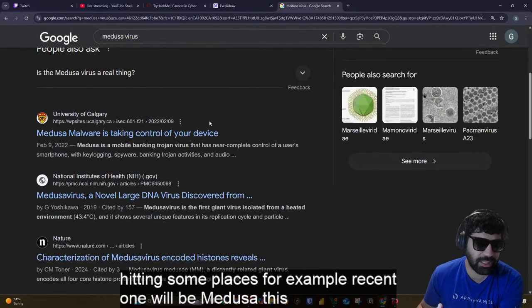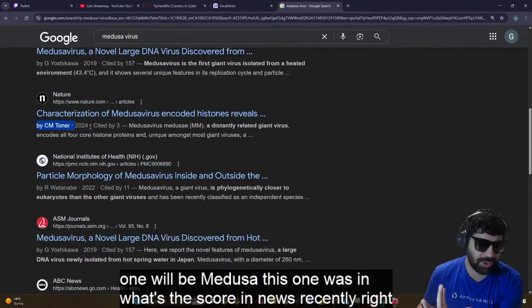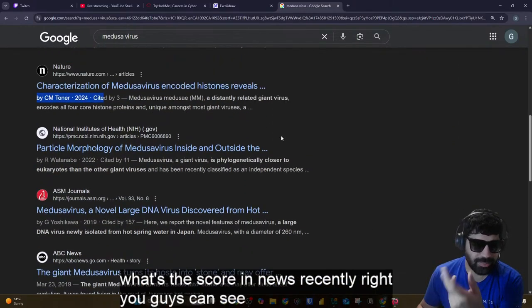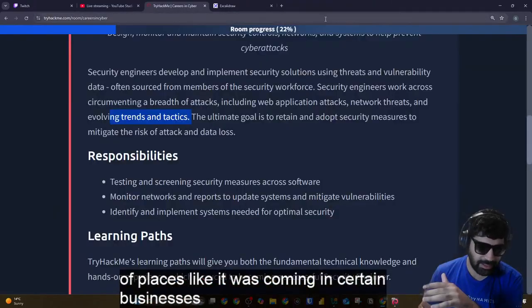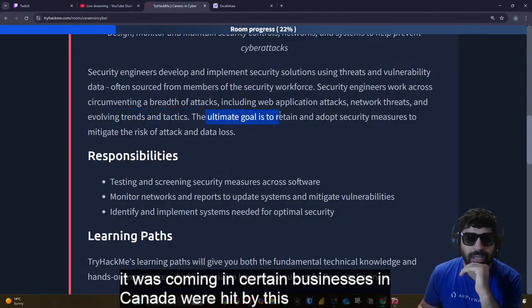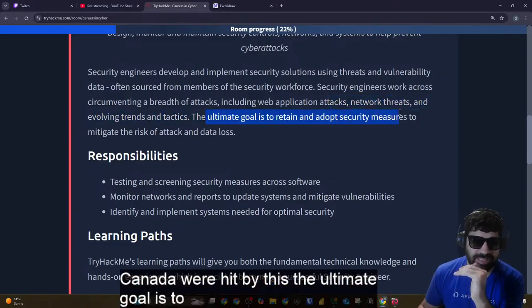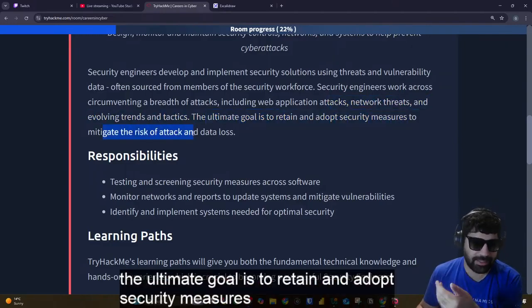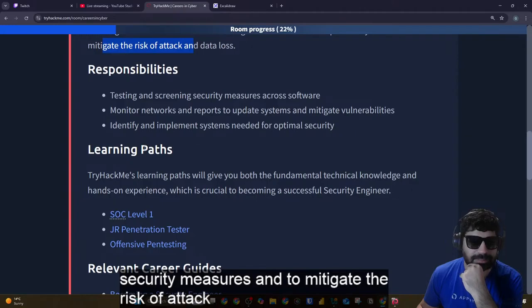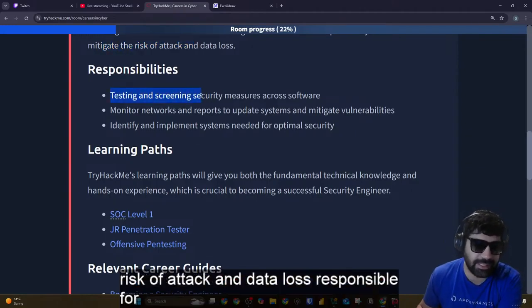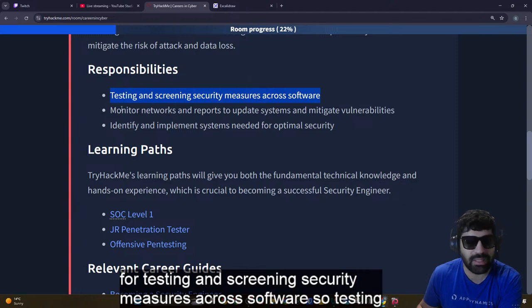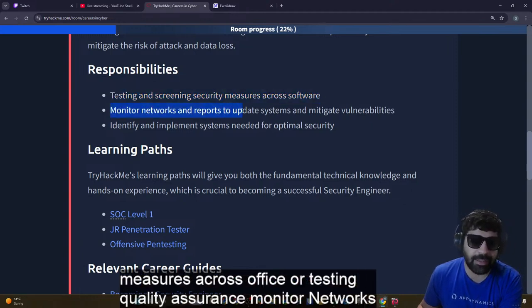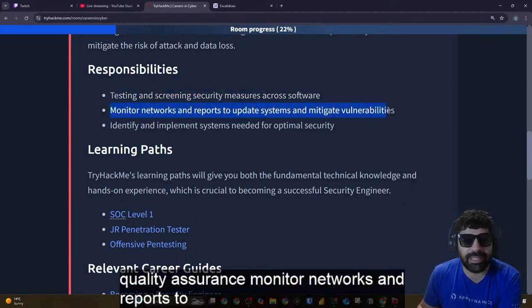This one was in, what's this called, in the news recently, right? You guys can see 2024, a bunch of places like it was coming, and certain businesses in Canada were hit by this. The ultimate goal is to retain and adopt security measures and to mitigate the risk of attack and data loss. Responsible for testing and screening security measures across software, so testing, quality assurance. Monitor networks and reports to update systems and mitigate vulnerabilities.